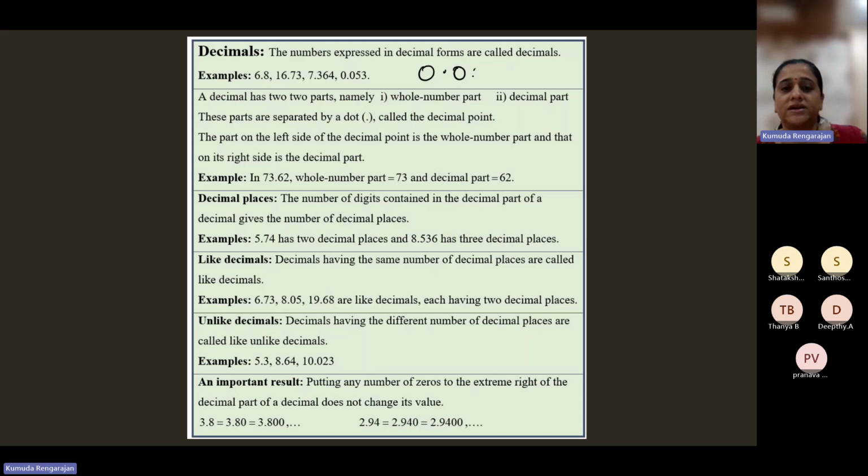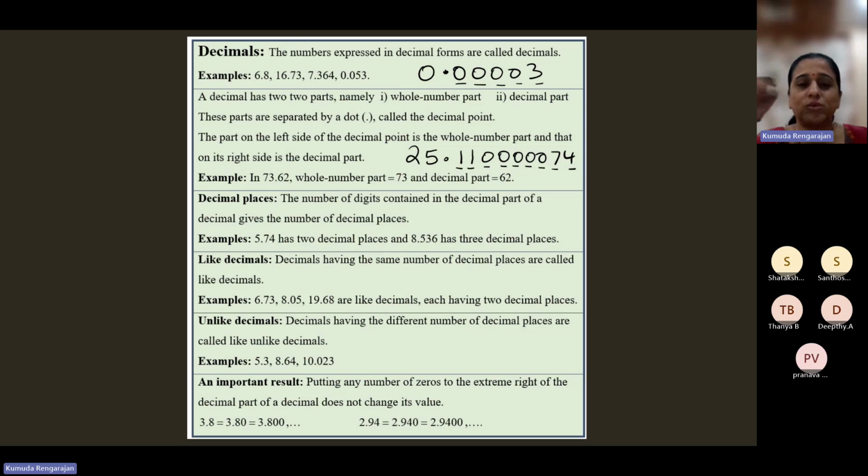So, the decimal number 0.0003 has 1, 2, 3, 4, 5 decimal places. 5 decimal places. The decimal number 25.1100000074 has 1, 2, 3, 4, 5, 6, 7, 8, 9 decimal places. The number of valid digits after the decimal point will count for the decimal places.